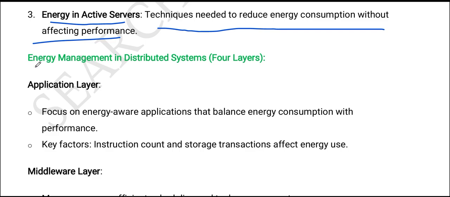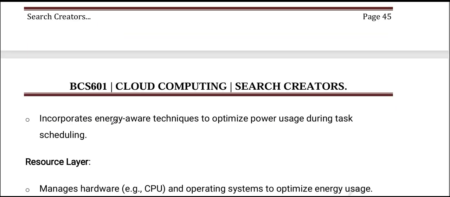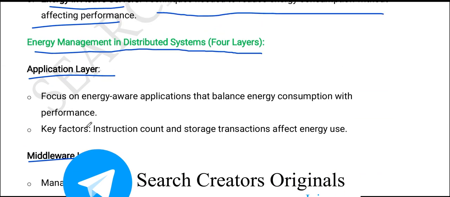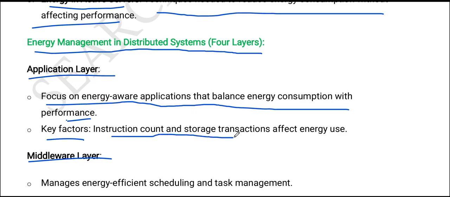Next is energy management in distributed systems. Four layers are there: application layer, middleware layer, resource layer, and network layer. First, we are going to look at the application layer. It focuses on energy aware applications that balance energy consumption with performance. Next are key factors: instruction count and storage transactions affect energy usage.